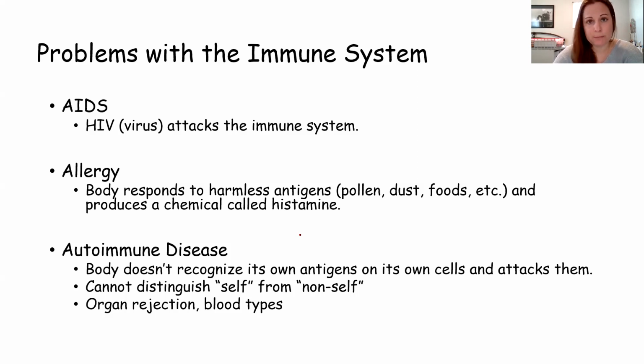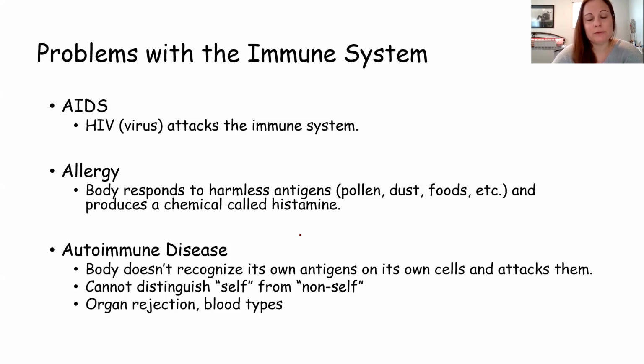Now, people don't typically die of AIDS. They typically die of some usually harmless immune response, like a common cold or pneumonia, that you could normally fight off, but you have so few white blood cells that you're not able to. An allergy is also a problem with the immune system, and that's kind of common right now. I just got a notification on my phone of high pollen in the air today.